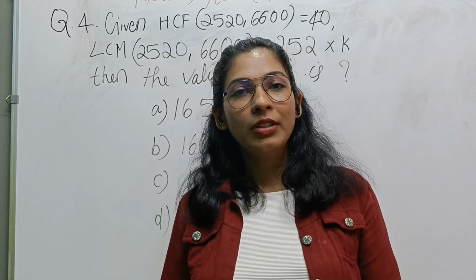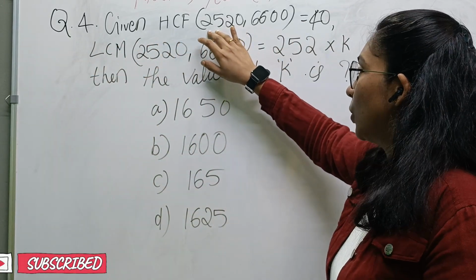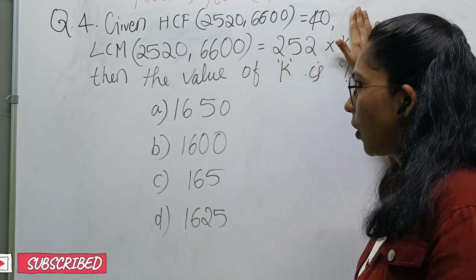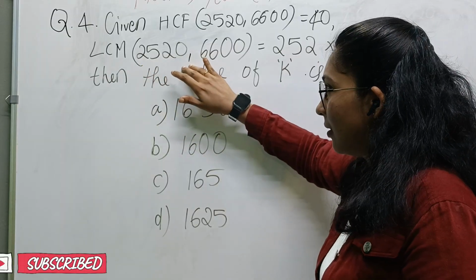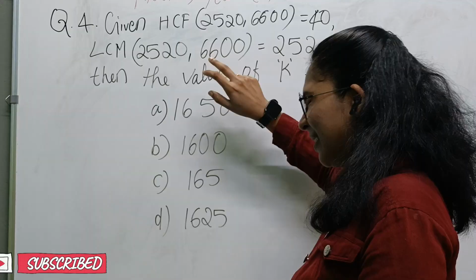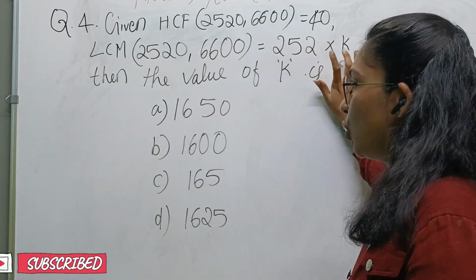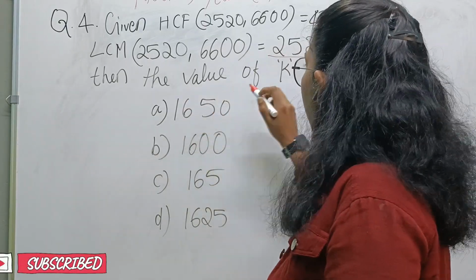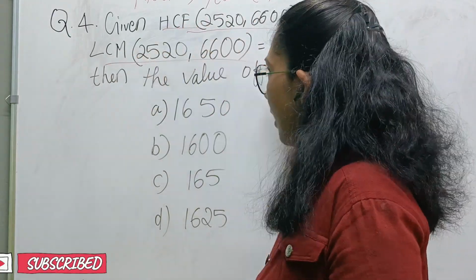So now the fourth question is, given HCF of 2520, 6600 is equal to 40. Okay, LCM of 2520, 6600 is equal to 252 into K. Then the value of K. Okay, we have to find out the value of K.